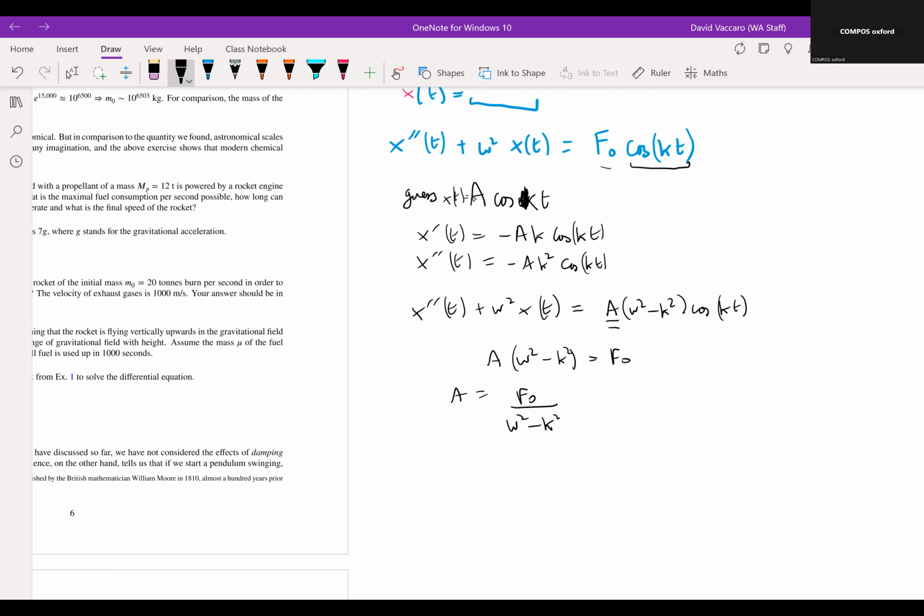So that is what I call a particular integral. So this function, x of t, is equal to f naught cos kt over omega squared minus k squared.